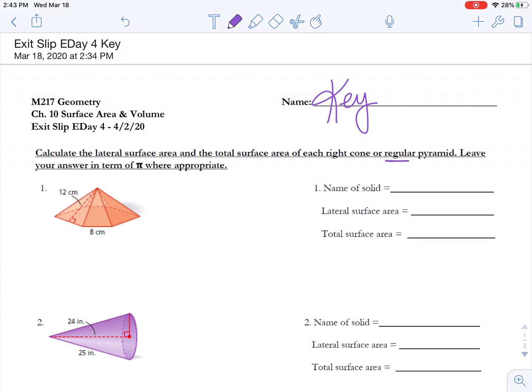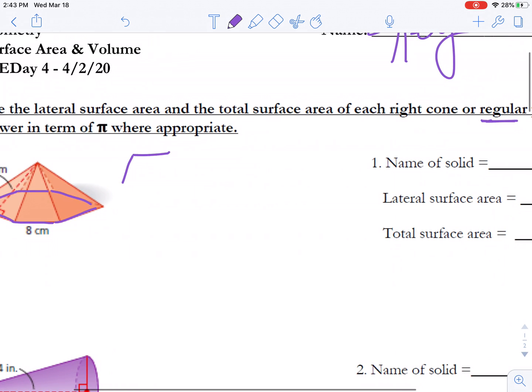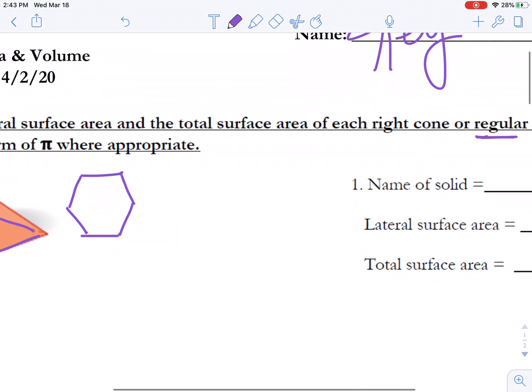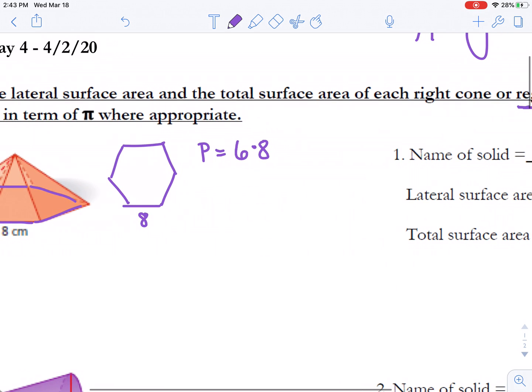So we know that if it has a polygonal base, it's going to be a regular polygon, which is exactly what we see happening in number 1. Number 1's pyramid is a hexagon. And since the direction told us that all of these are regular pyramids, that means this is a regular hexagon. So if it has a side length of 8, that means all 6 sides have a side length of 8 centimeters. So its perimeter is 48.